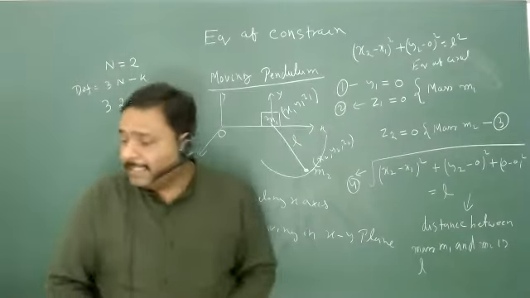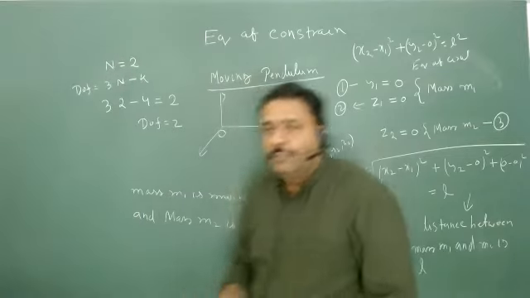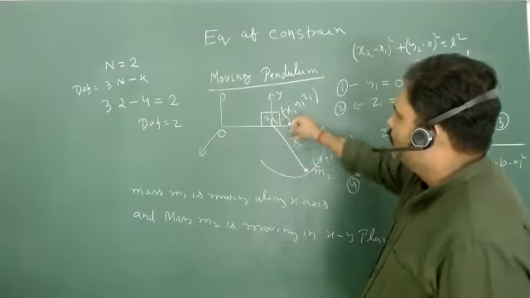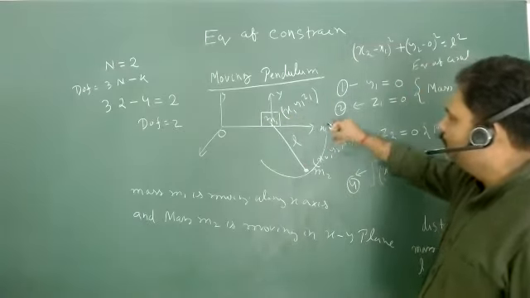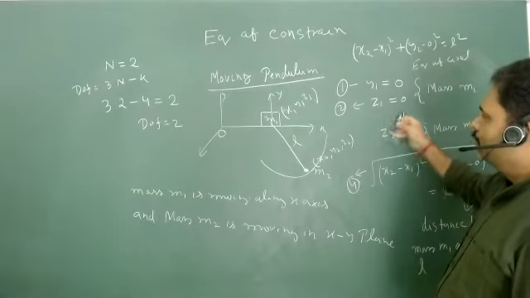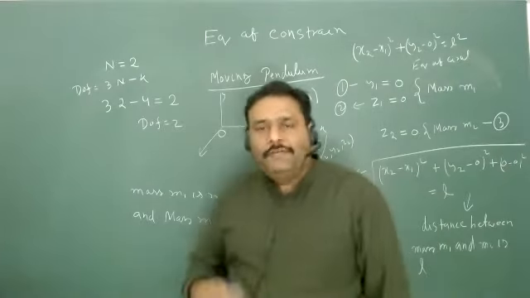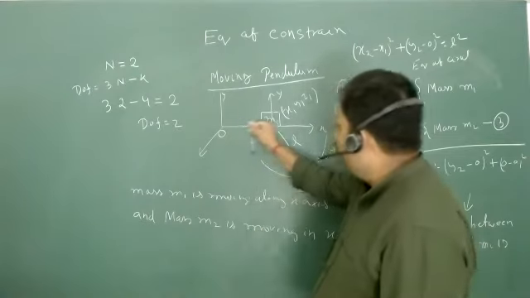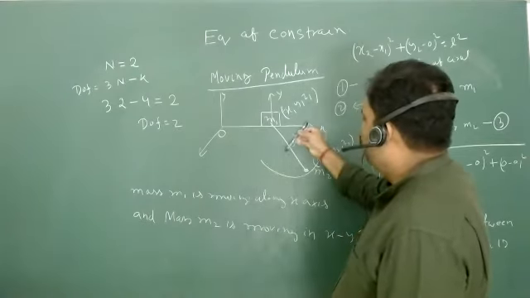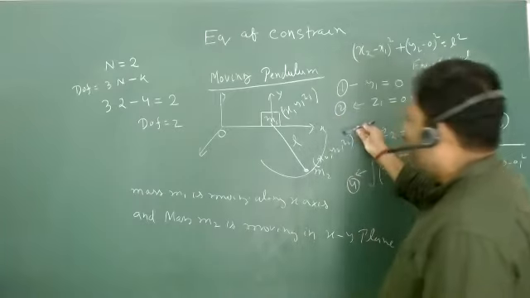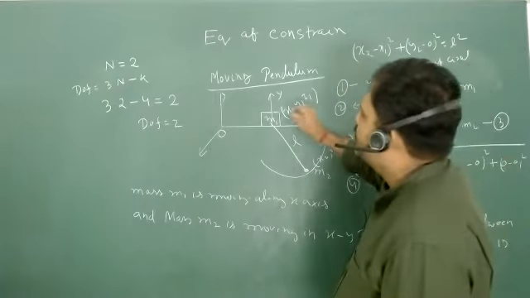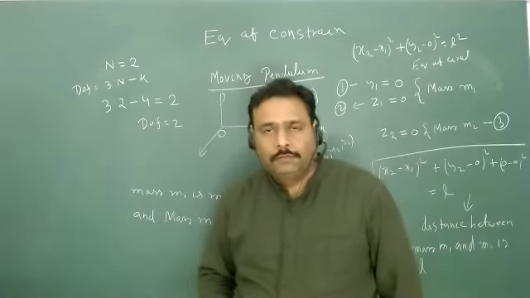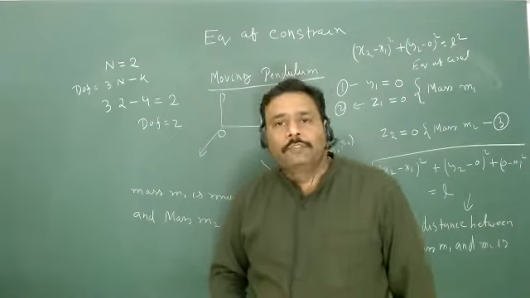But what is the actual motion? Suppose this is my M1 and this is my M2, the actual motion of the system is something like this. So if this is the actual motion of the system, you can see there is one translational motion and one angular motion also. I can explain my translational motion with Cartesian coordinates, but what about angular motion? How can I explain angular motion with Cartesian coordinates?